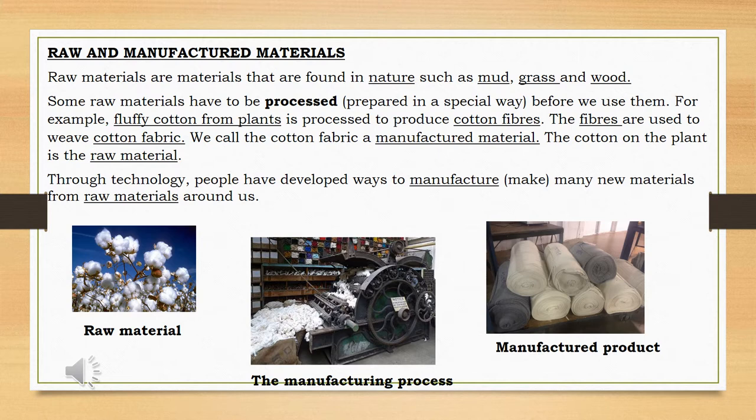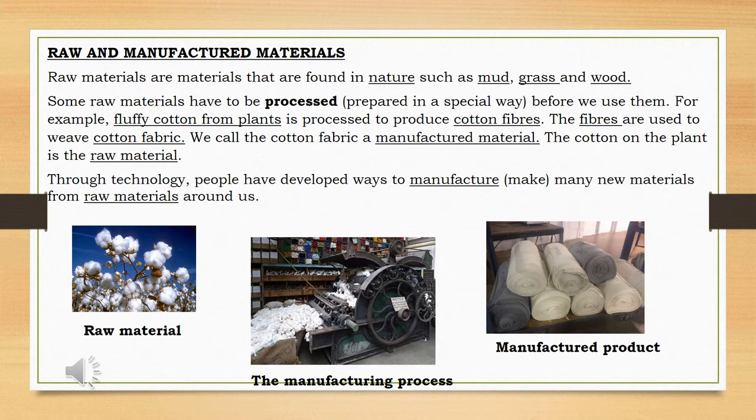Let us look at what we mean when we talk about raw and manufactured materials. Raw materials are materials that are found in nature, such as mud, grass, and wood. Some raw materials have to be processed, that means prepared in a special way before we use them. For example, fluffy cotton from plants is processed to produce cotton fibers. The fibers are used to weave cotton fabric. We call the cotton fabric a manufactured material. The cotton on the plant is the raw material.